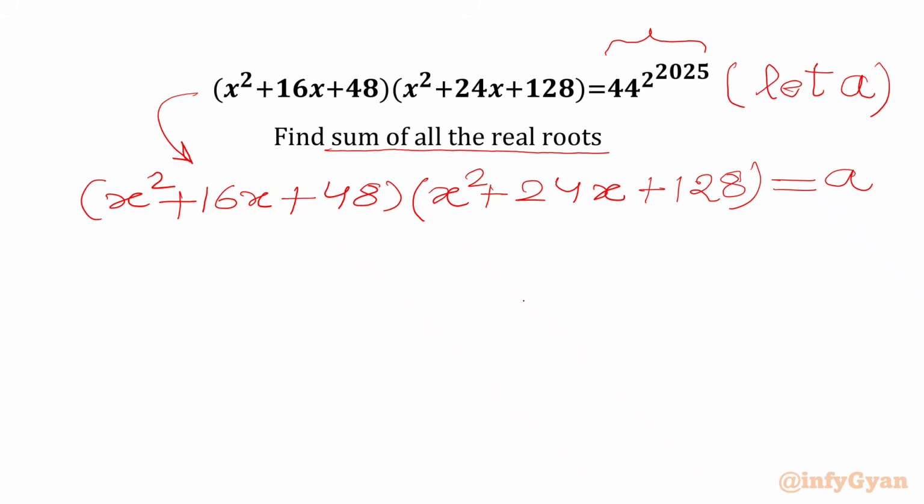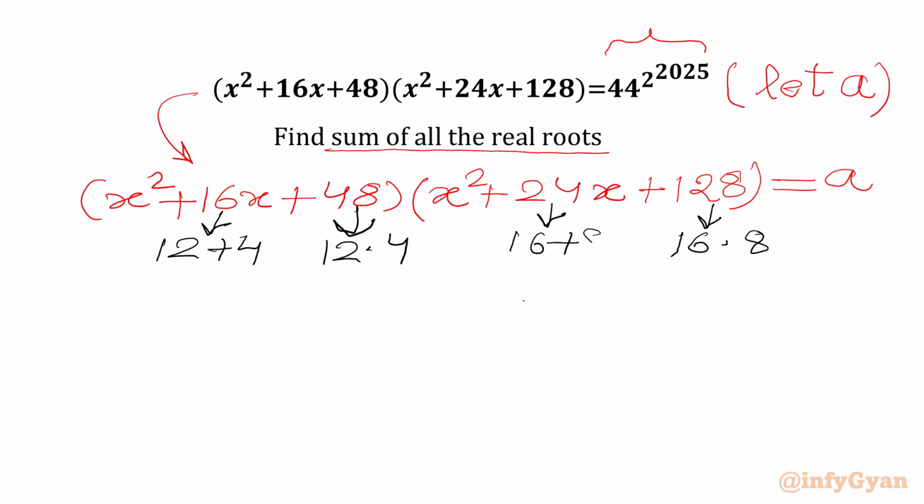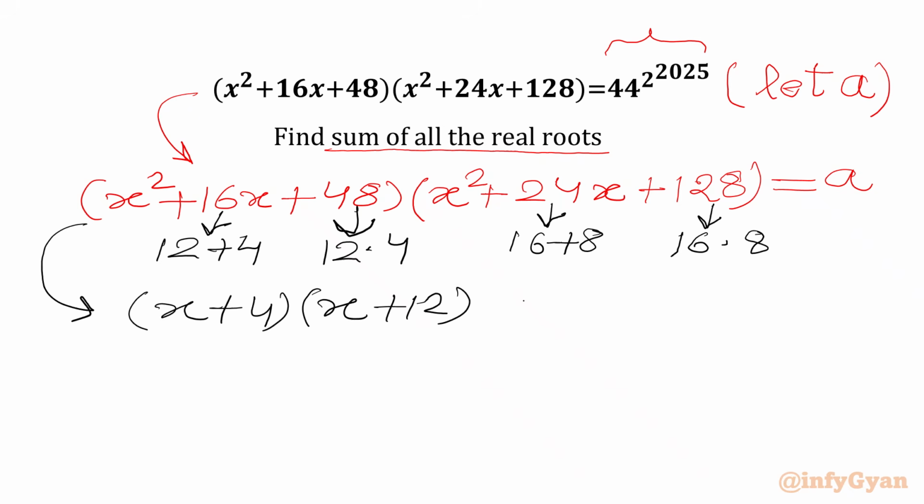Now if we factor 48, we can see it is 12 times 4, and if we add both, we get 16. Similarly, if we factor 128, we write 16 times 8, and if we add these two, we get 24. So we can factorize the LHS easily, which will be equal to (x plus 4)(x plus 12) times (x plus 8)(x plus 16) equal to a.